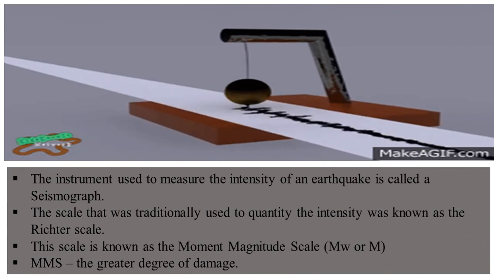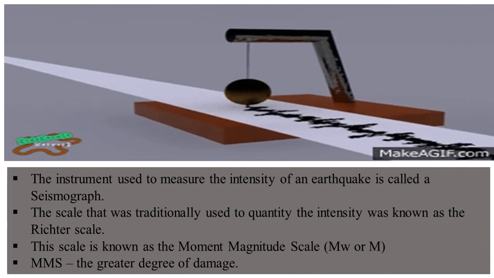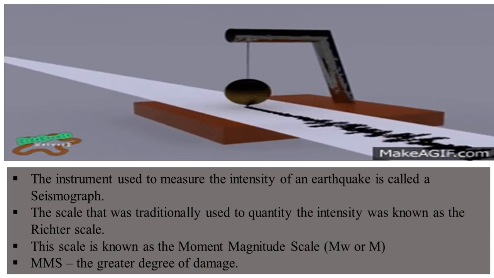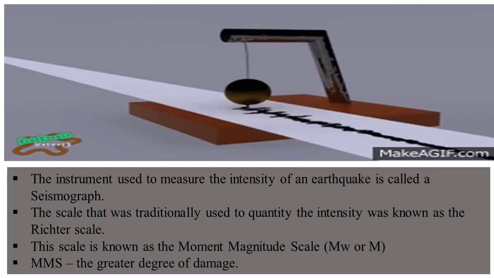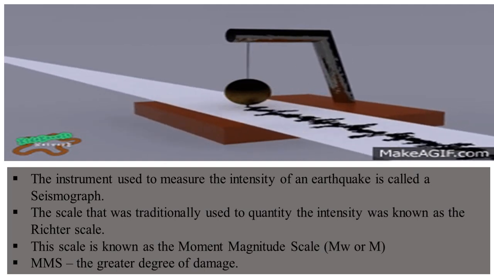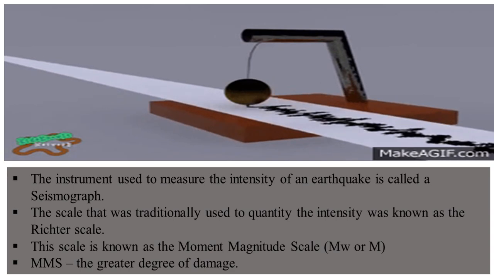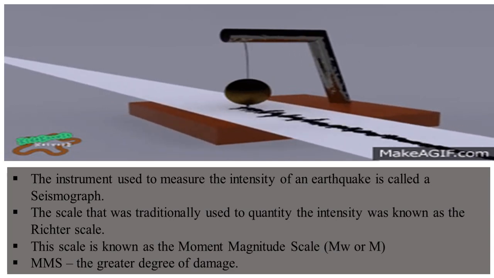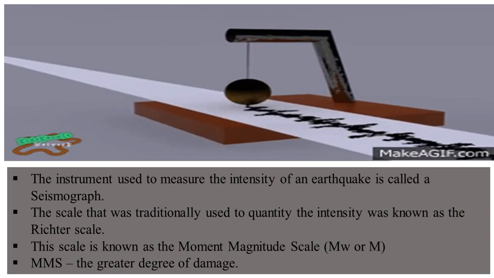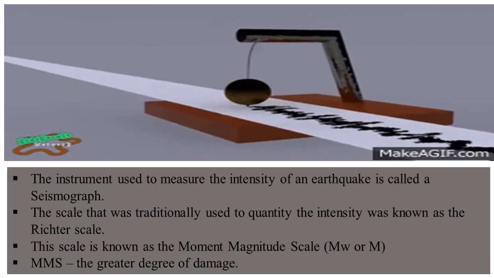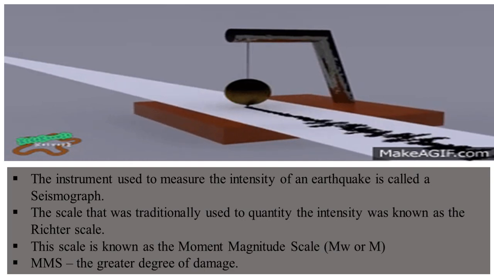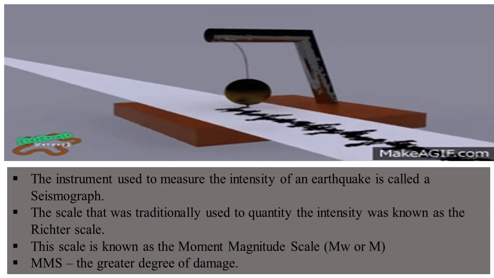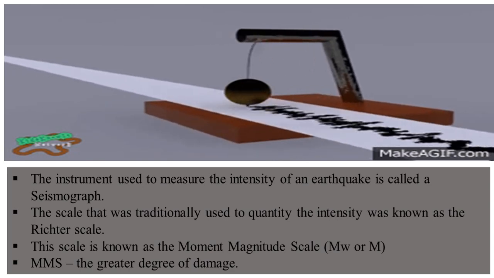Children, see the picture carefully. What is it? Name the instrument. Yes, that is a seismograph, the instrument used to measure the intensity of an earthquake. The scale that was traditionally used to quantify the intensity was known as the Richter scale. Now this scale is known as the moment magnitude scale. The higher the reading on the MMS, the greater the degree of damage.